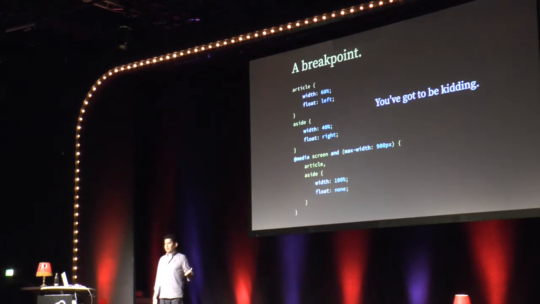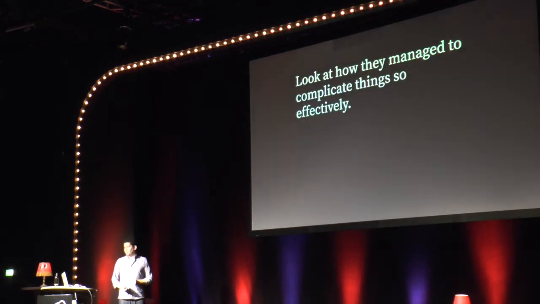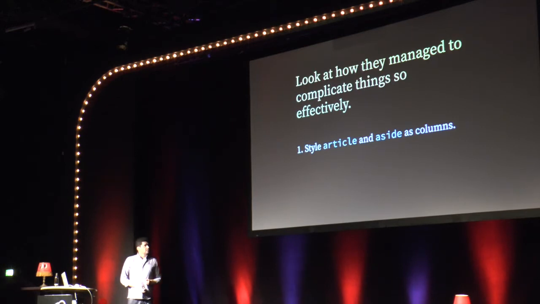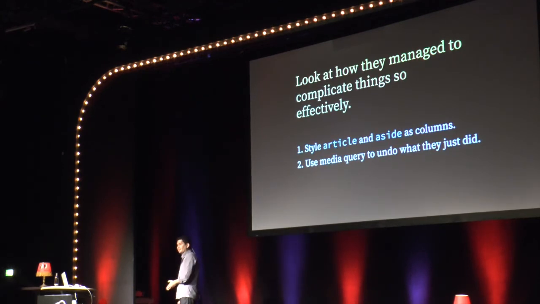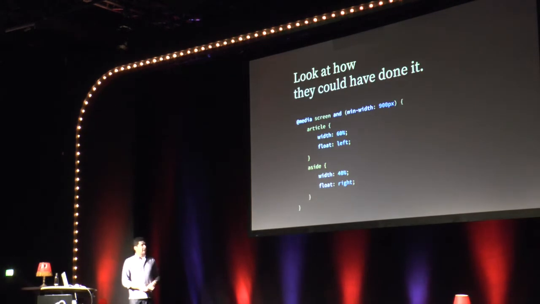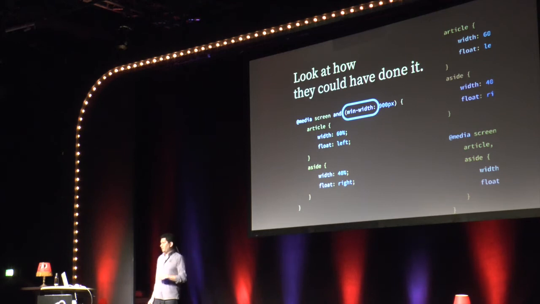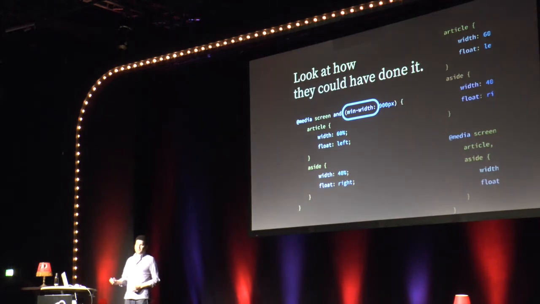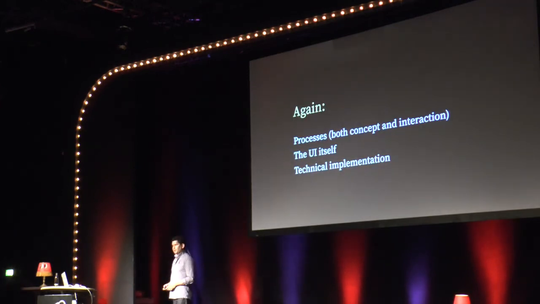Are you serious? This is stuff that people actually do, and it deserves our Unicode pile of poo, because obviously you styled article and aside as columns, and then you just used a media query to undo what you just did, when you could have just styled it from the min width, 900 pixels in that case. It sounds like a stupid example, but if this is pretty normal for you to do it this way, I've seen a lot of websites, and you probably have as well, where they do this kind of thing. And it's all responsive design, right? So again, we've got these processes, conceptual, the UI, technical implementations. These are problems between A and B.